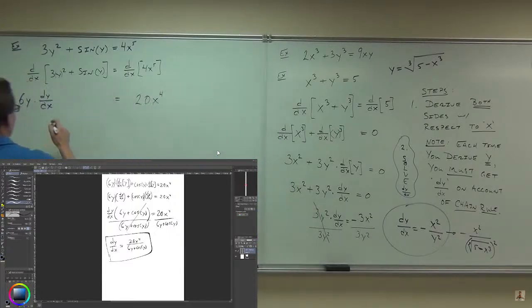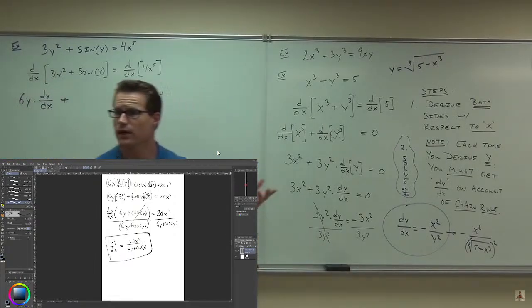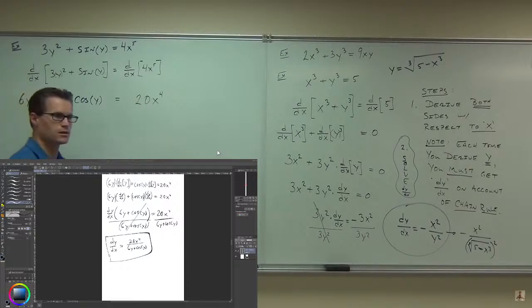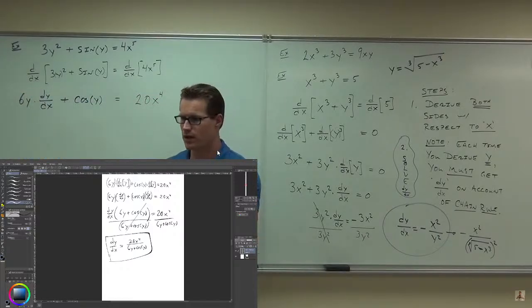So we need that. Plus, because we have a plus here. What's the derivative of sine? Cosine, okay. So we have cosine of y. Is that it? dy dx. You took a derivative of something that involved a y. That means dy dx.